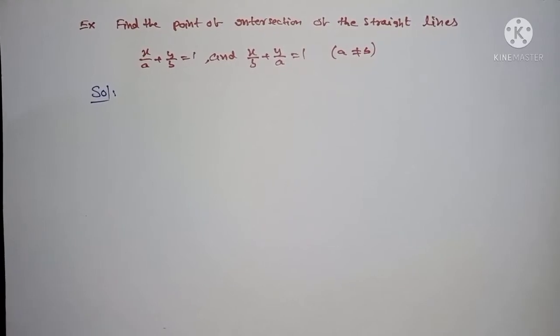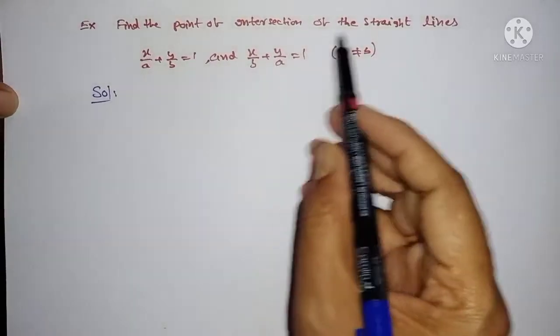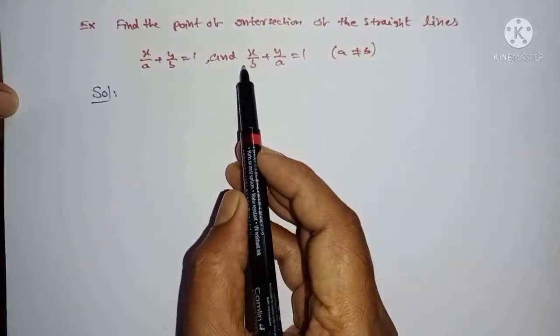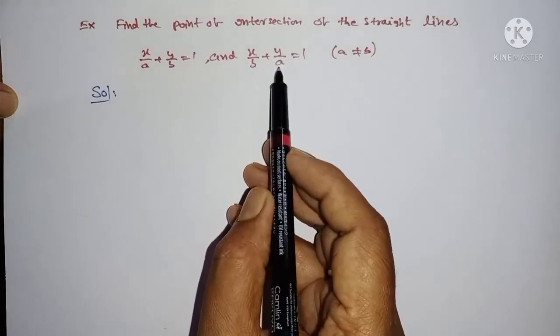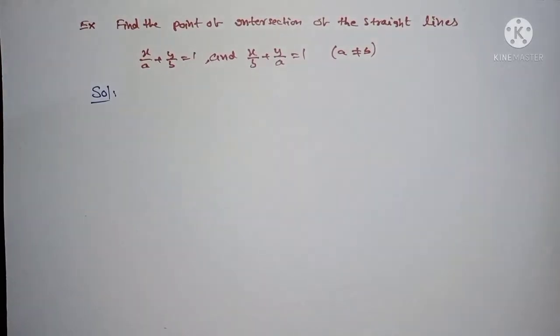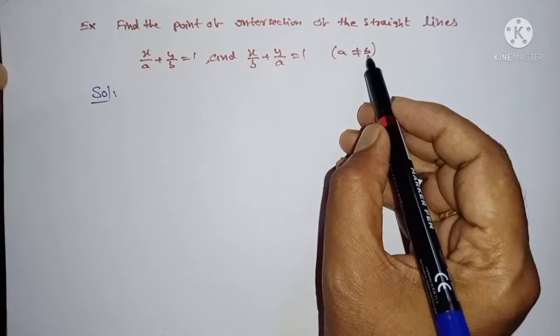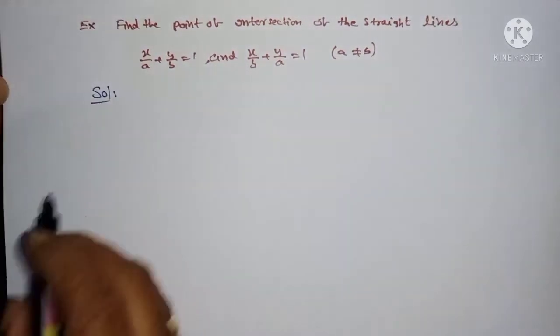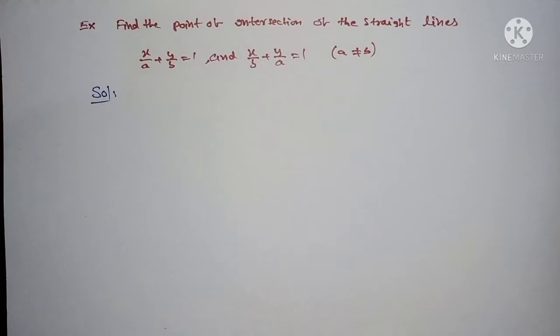Depends on the theorem. Let us see one example. Find the point of intersection of the straight lines x/a + y/b = 1 and x/b + y/a = 1. It is given in intercept form. Then you can reduce it to the standard form, ax + by + c = 0. Here a is not equal to b, because if a is equal to b, both equations become the same, and you get the same line only. That's why a is not equal to b.